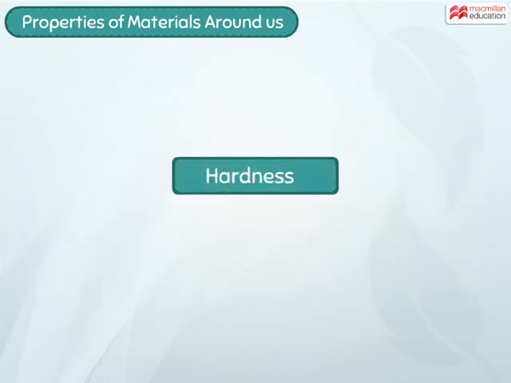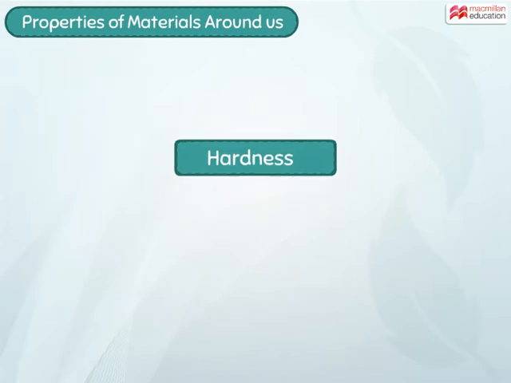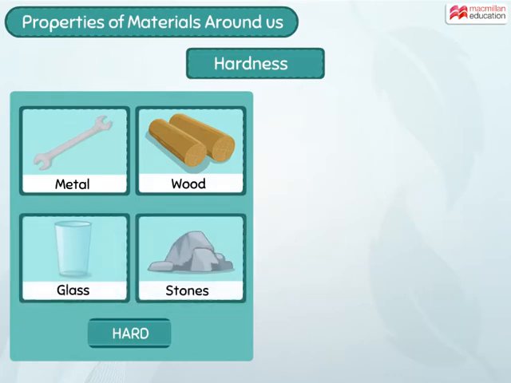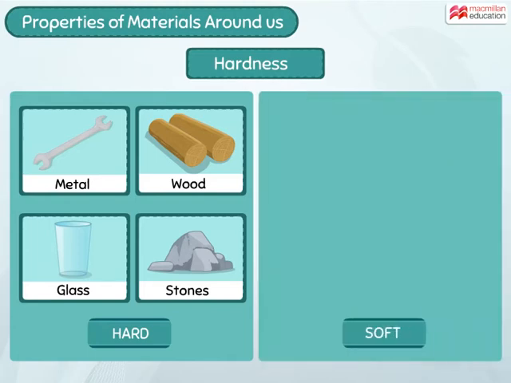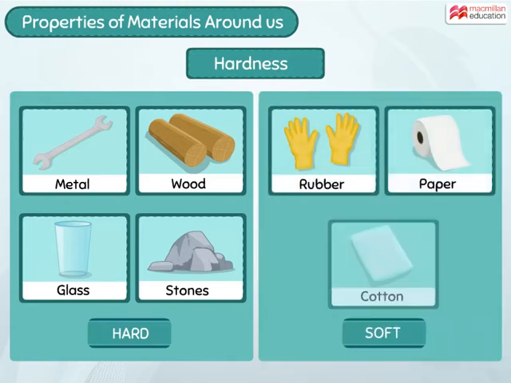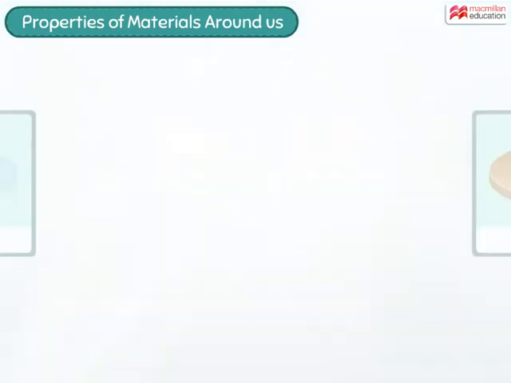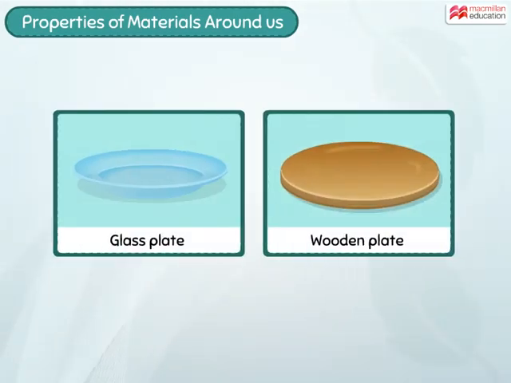Hardness of materials is another property that helps us classify them into groups. Materials like metals, wood, glass, and stones are hard and cannot be compressed or cut easily. Soft materials like rubber, paper, and cotton can be compressed and cut easily. Did you notice that even hard materials can be different from each other? You can see through a glass plate, but you cannot see through a wooden plate.